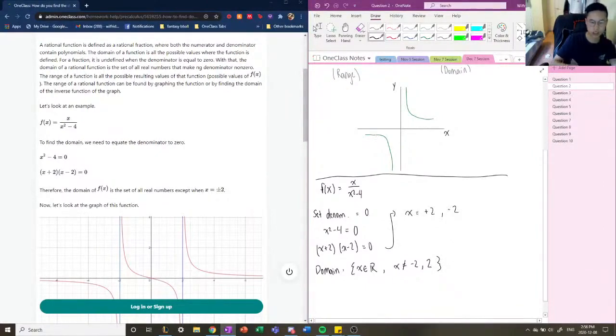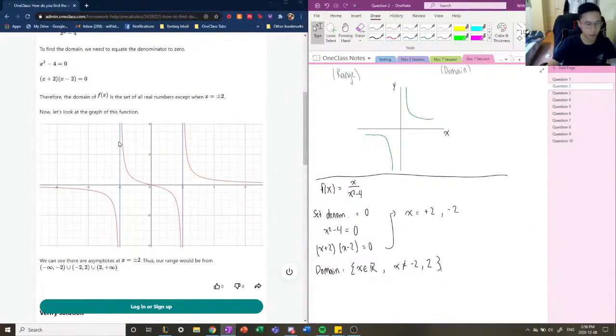So in this case here, where the junior tutor wrote, when x equals -2 or +2, you see here that the function leading from the right side is going to positive infinity. But the function leading from the left side approaching -2 is going towards negative infinity. So this is why we have an undefined value here. And the same with this one here too.